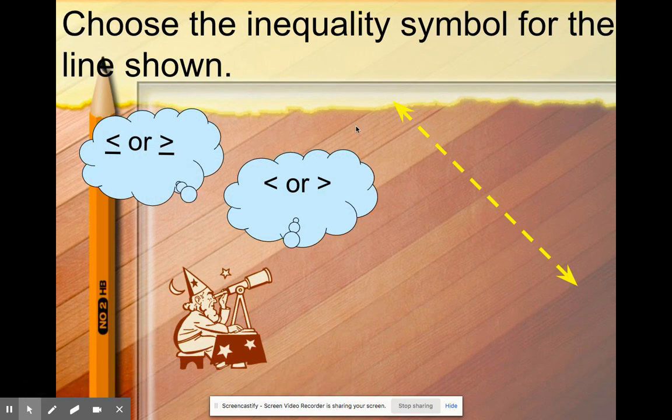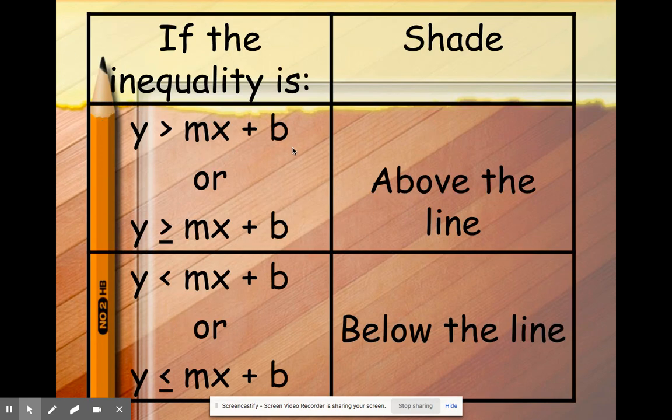Now challenge yourself here. If you have a dotted line, do you have a greater than or equal to, less than or equal to, or a less than or greater than sign? Well, it's dotted, so we will have a less than or greater than sign. This one is a solid line, so we will have a less than or equal to or greater than or equal to sign.